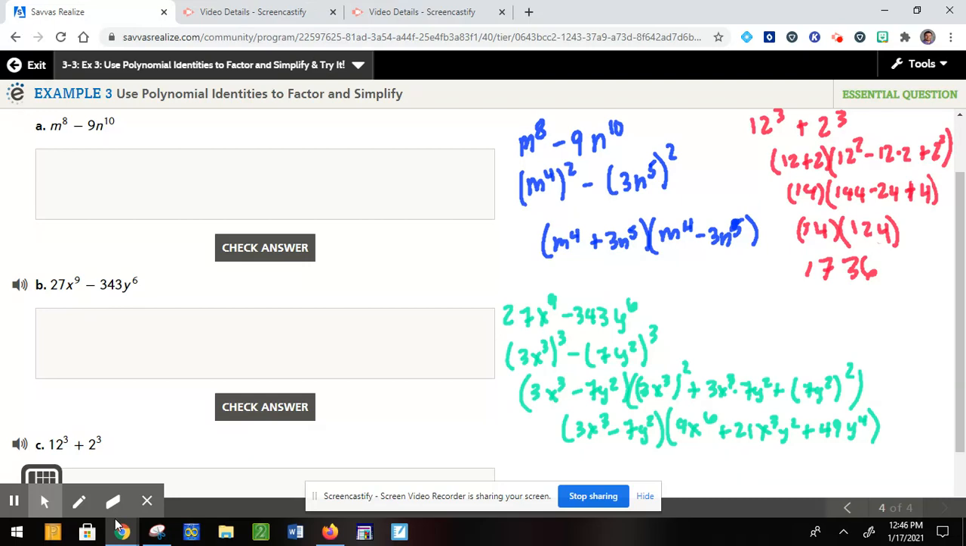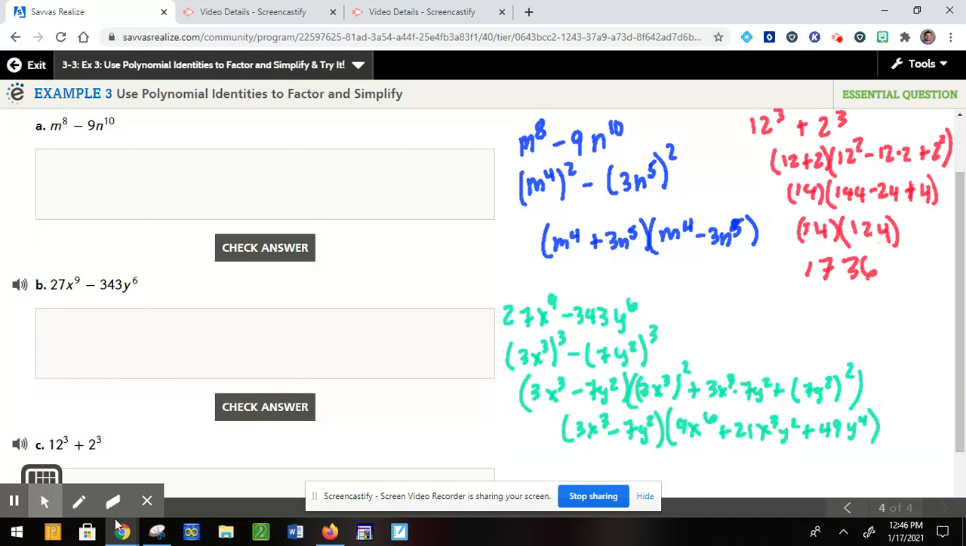And then b squared. b was 7y squared. So you just square that. And again, squaring the coefficient and the variable with the exponent. So what you end up with is 3x cubed minus 7y squared times 9x to the 6th plus 21x cubed y squared plus 49y to the 4th.